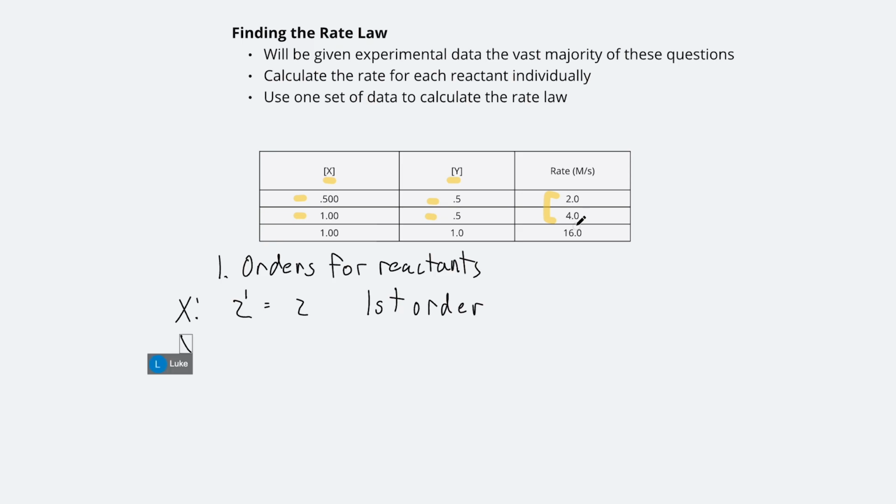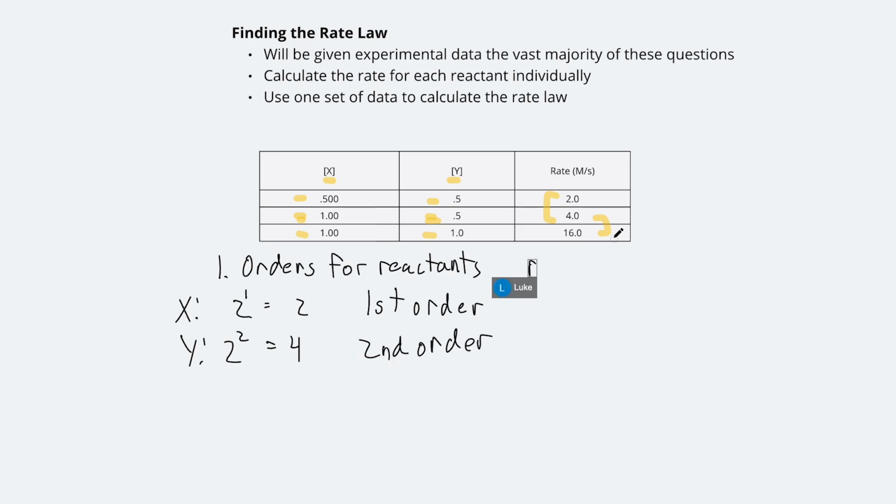And then do the exact same thing for y. So for the last 2 rows, x stays the same. It goes from 1 to 1. And then y doubles, and the rate goes up by 4. So for y, the concentration doubles, so you put a 2 there. The rate goes up by 4. So what power would 2 have to be raised to go to 4? That would be 2. So that means that y is second order.